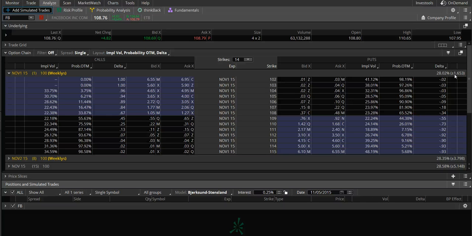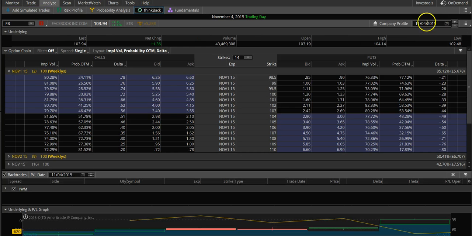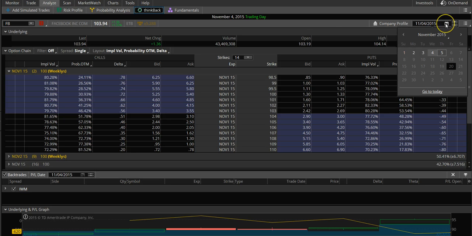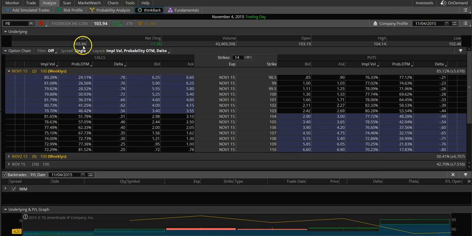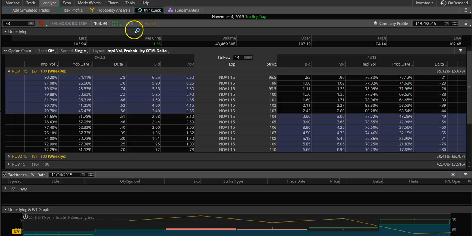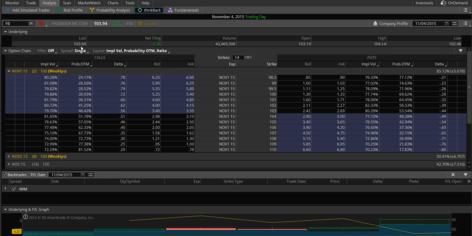But what was it yesterday before the earnings were announced? Well, we can do that with the Think Back feature of Thinkorswim. We can go back in time, choose any date in the past, and play it forward so we can see exactly what happened. So I went back one day. Remember, Facebook announced earnings yesterday after the bell, and these are the closing prices before the announcement. The market makers had priced in a $5 move on the earnings, and you'll see yesterday it closed at 103.94.